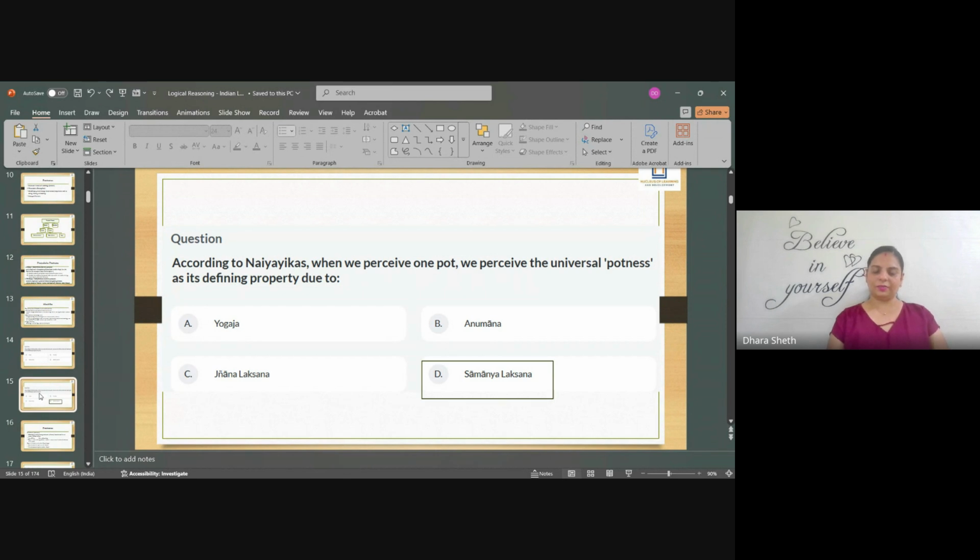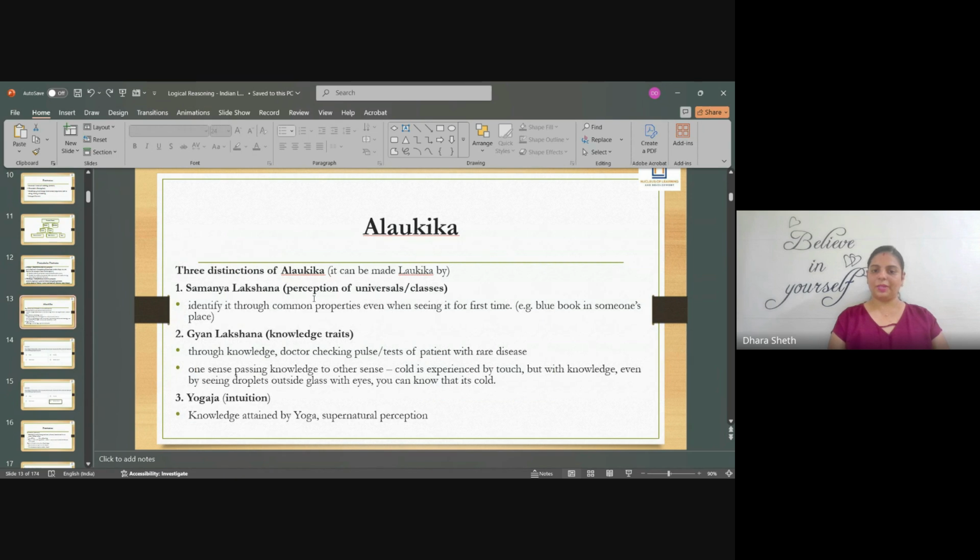Okay, that's your answer. Clear? See, perceptions of universal or classes, common properties, even when seen for the first time. So although you have not seen this pot before, you know how a pot is. So that universal potness is a quality that refers to Samanya Lakshan.